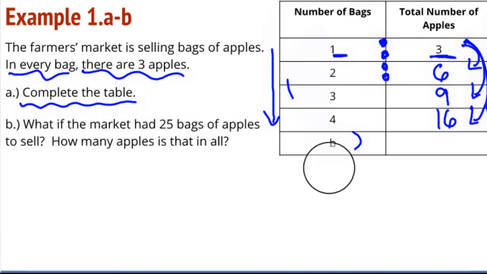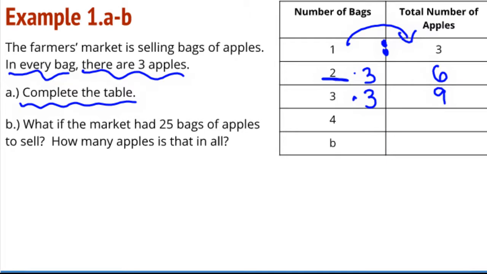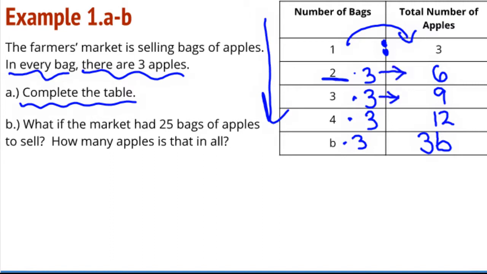However, I would like to step back and get back to the idea of the ratio relationship of 3 times. We are multiplying by 3 as we go left to right. I'm going to multiply 2 times 3 and get 6. I'm going to multiply 3 times 3 and get 9. I'm going to multiply 4 times 3 and get 12. And I'm going to multiply b times 3. Rather than working vertically, we are looking for the powerful relationship that we have between the columns.